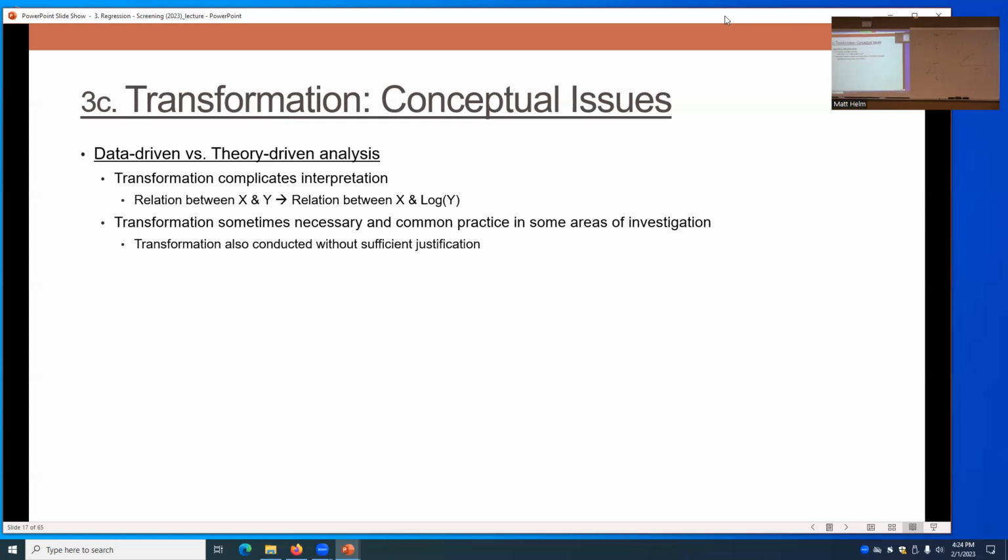Now, transformation is sometimes necessary, and in some areas it's going to be common practice. If I'm an experimental person, a cognitive psychologist, I'm interested in things like reaction time. Reaction time is always going to be skewed, because there's a lower limit for how fast I can respond, but I can screw around and take a long time. So that's always going to be a skewed data set. And if I were to report an analysis of reaction time data that wasn't transformed, people in my field are probably going to be upset about that, because this is just data that needs some sort of transform.